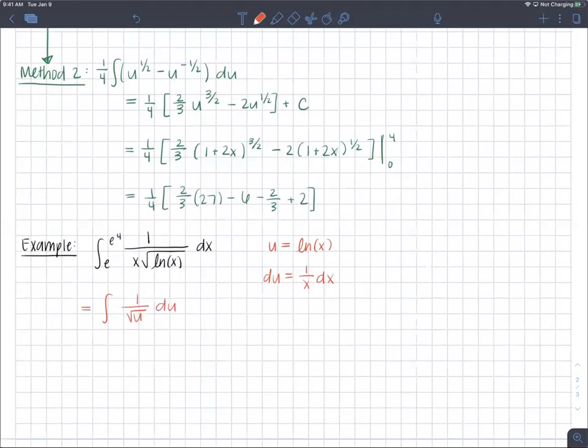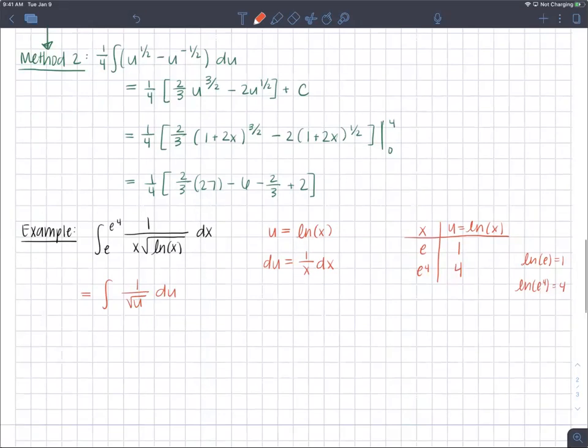And so if you do method 1, then you're going to have to convert everything, I guess just these two things, right? So e and e to the 4th. And so here, when you plug in e for ln, this is just 1, right? And then this is 4, because ln of e equals 1, ln of e to the 4th equals 4. And so here you're gonna get 1 to 4.